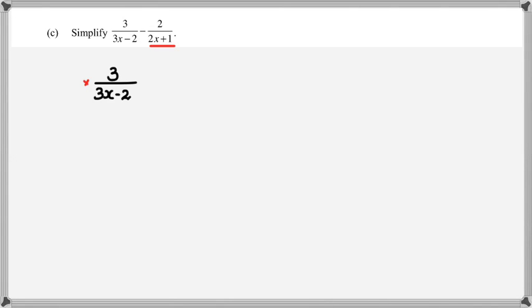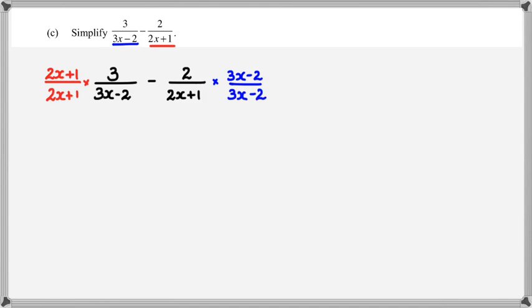So in other words, see how 2x plus 1 is the denominator in the second fraction. Just multiply it with the denominator and the numerator in the first fraction, and repeat the process for the other side as well. So multiply by 3x minus 2 at the numerator and the denominator. Now this might look a bit complicated, but it only looks complicated.